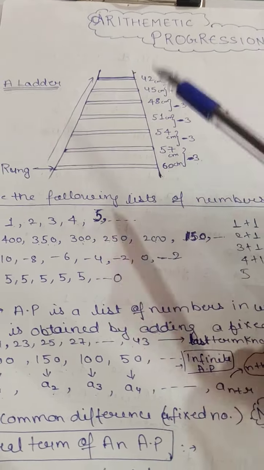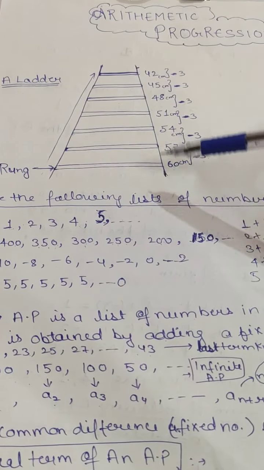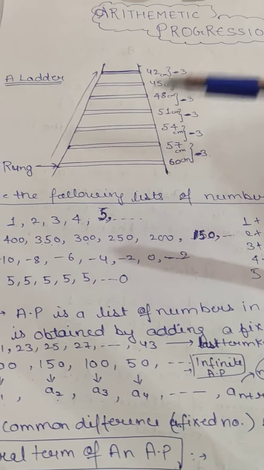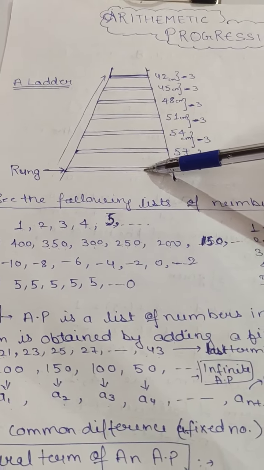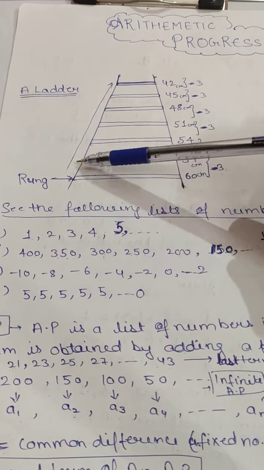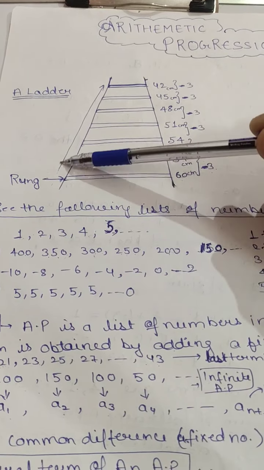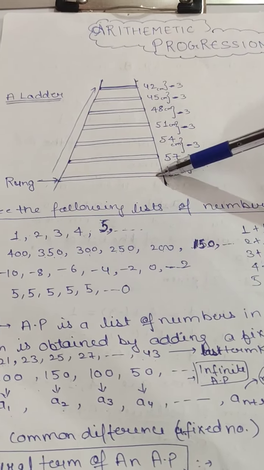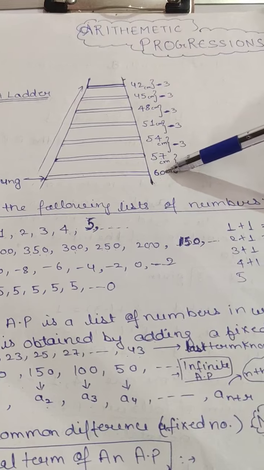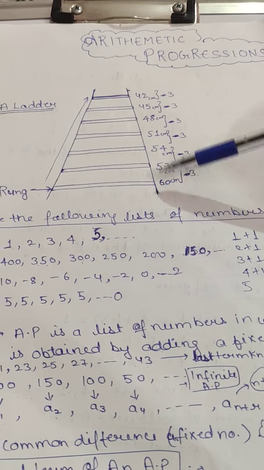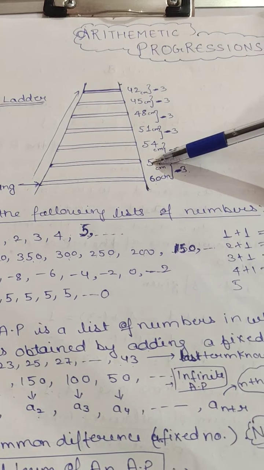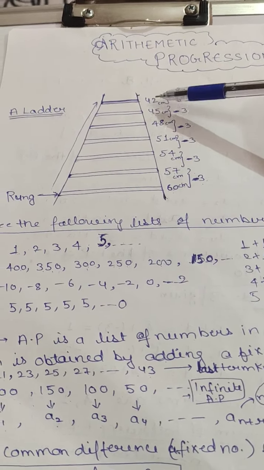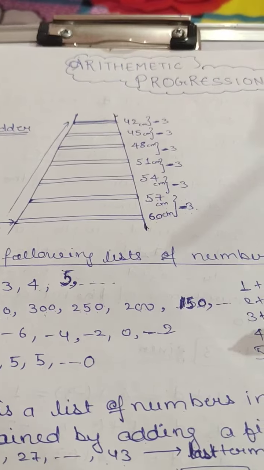Okay, let us start. Here we can see a ladder, and these are known as rungs of the ladder. Everyone know it? Okay. So what we can see is that these rungs decrease when going from down to top. Let us take the length of the last rung as 60 centimeters, and then the next one is 57 centimeters, and this one is 54, 51, 48, 45 and 42.